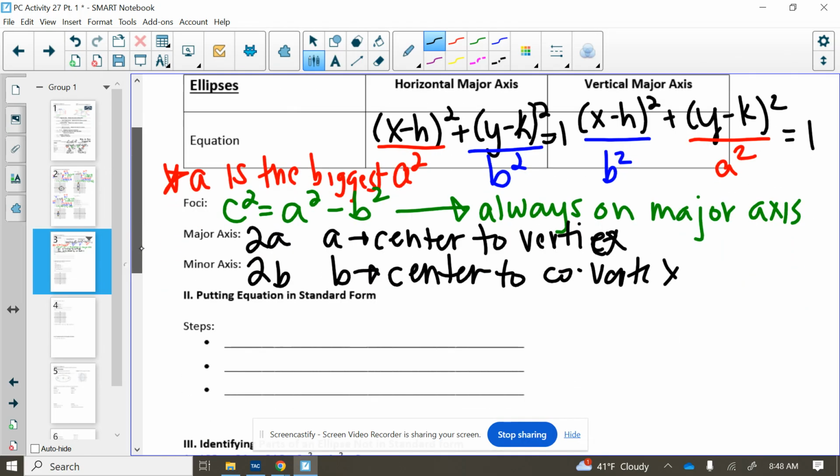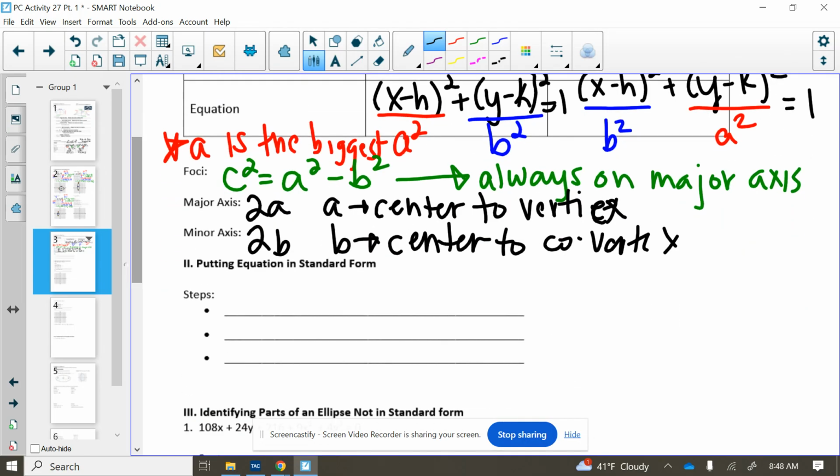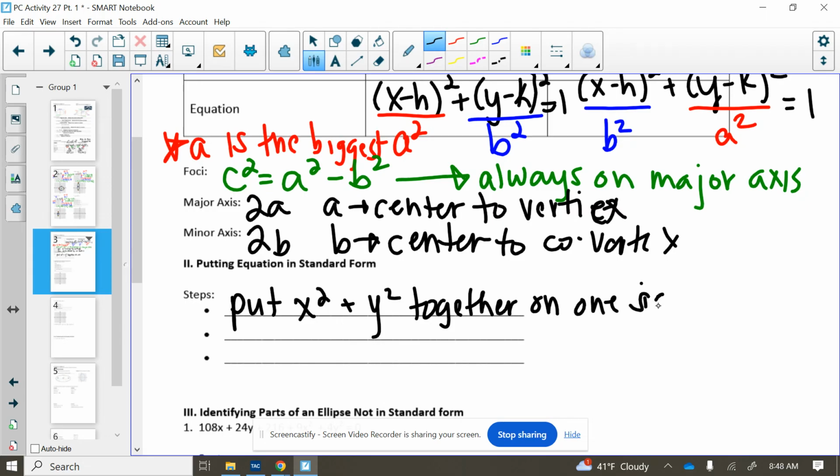Now, when we need to get our equation into this standard form, we are going to start similar to when we complete the square with a circle: the x squared and y squared and any of their buddies all together on one side, and any constants on the other.